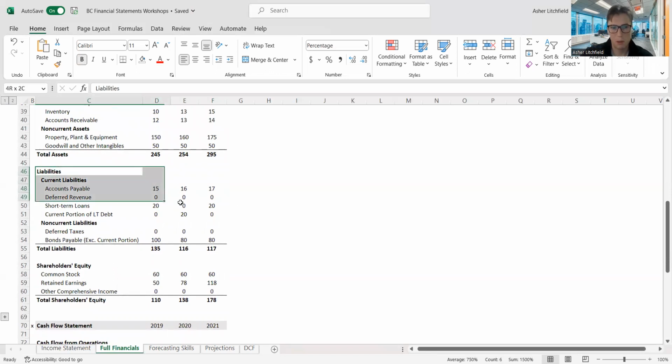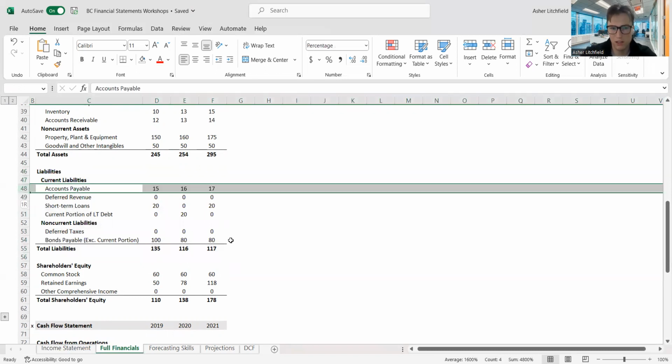Liabilities. Okay, remember, these are things that give you a future bad. Something bad happens to you in the future because you have a liability. Current liabilities, they're short-term things.